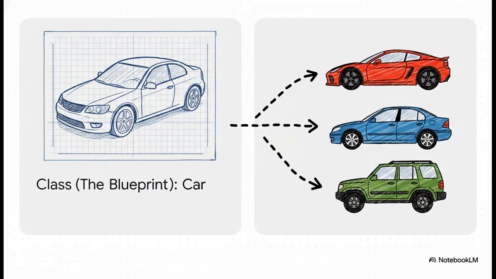Here's a perfect way to think about it. On the left, you've got the car class. That's our blueprint. It just defines what a car is in general. And on the right, those are the objects. Each one, the BMW, the Mercedes, the Audi, is a specific, real instance created from that one blueprint.